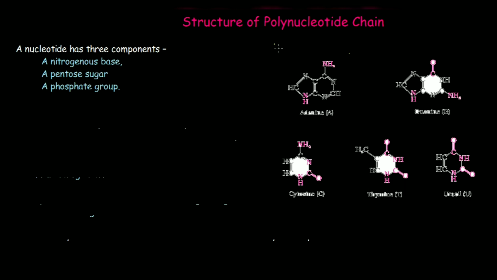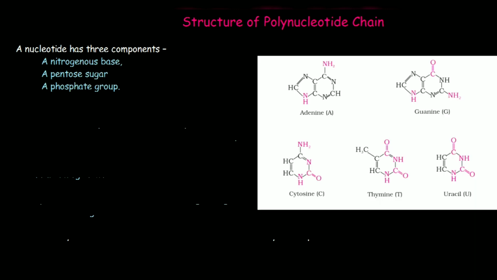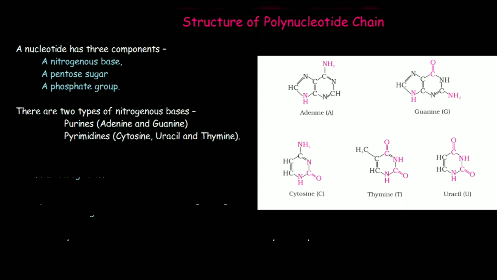So first of all, if you see a nucleotide, it has three components: a nitrogen base, a pentose sugar, and a phosphate group. So first, if you consider the nitrogen base, okay, there are two types of nitrogen bases: purines, which are adenine and guanine, and then pyrimidines, which are cytosine, uracil, and thymine. Okay, so here you can see the structures of the nitrogenous bases. This is adenine, guanine, cytosine, thymine, and uracil.